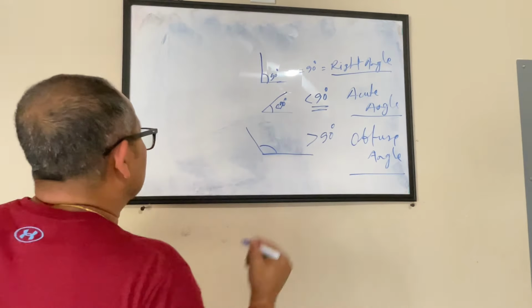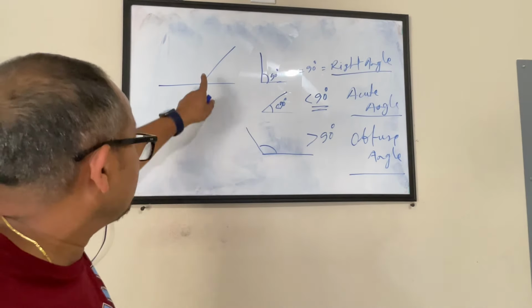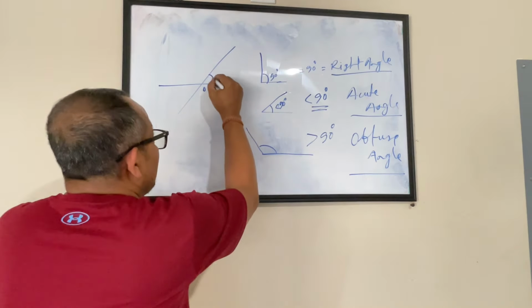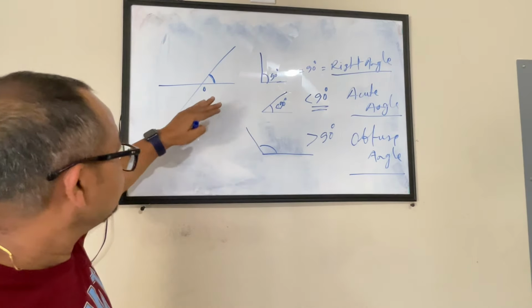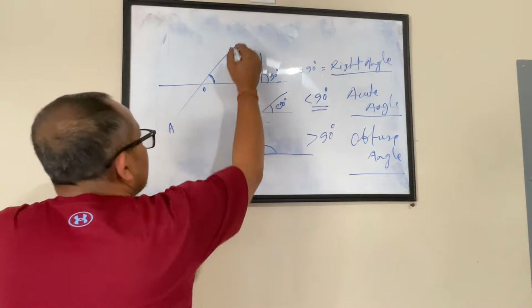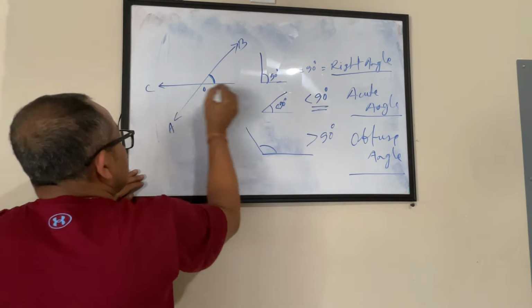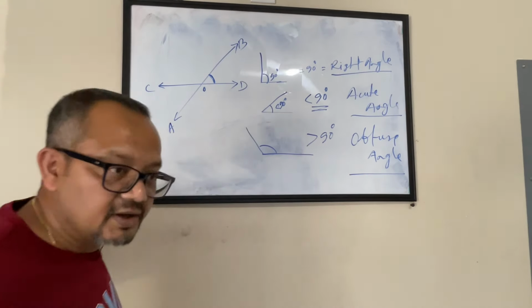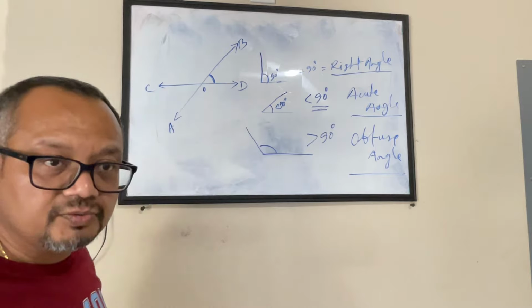Now, let's look at one more thing. Since we are talking about two lines or line segments meeting each other here and making the angle. If you look at it carefully, let's say this is my line AB and this is my line CB. They are meeting each other at point O. Okay?